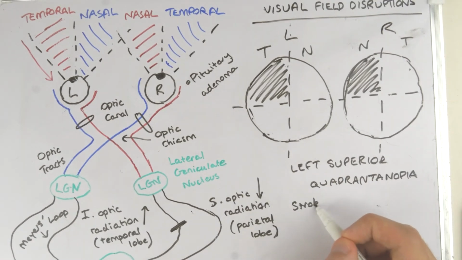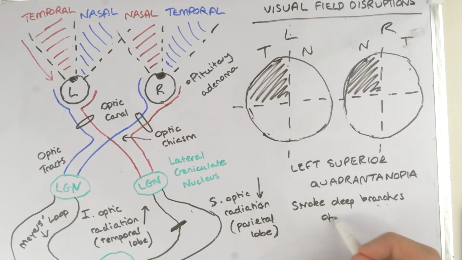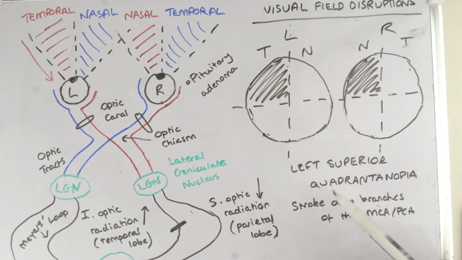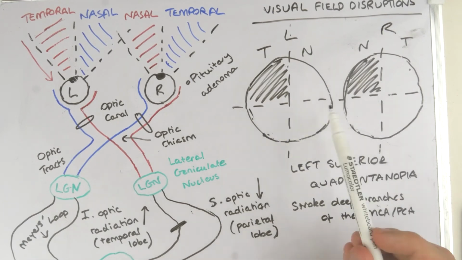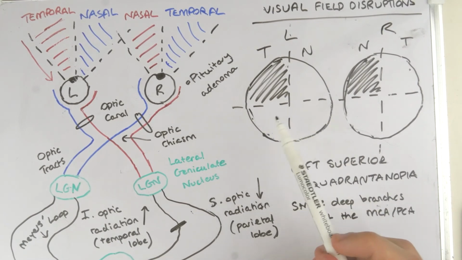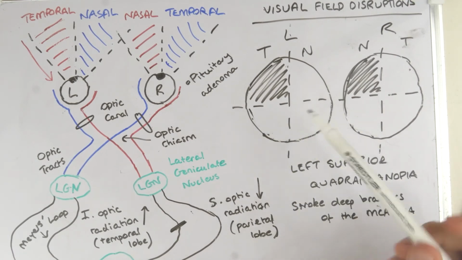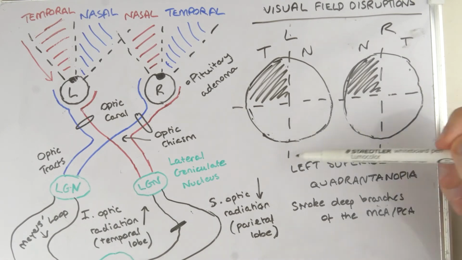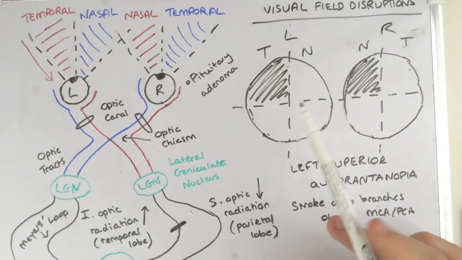And this usually happens because of a stroke in the deep branches of the middle cerebral and posterior cerebral arteries, which supply these parts of the brain. And something it's worth noting is that this line which separates the upper and lower quadrant in the visual fields is very, very sharply defined, and this is because of the anatomical separation of the fibres. Whereas with the left and the right side, there's not always the kind of symmetry and congruence.